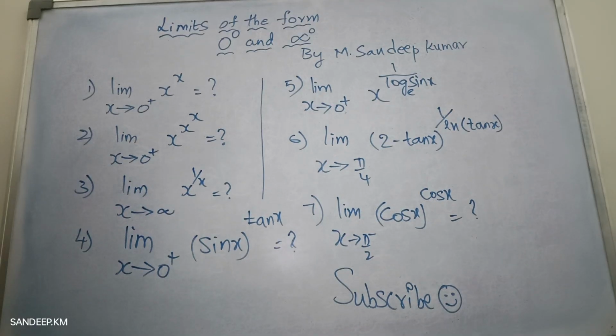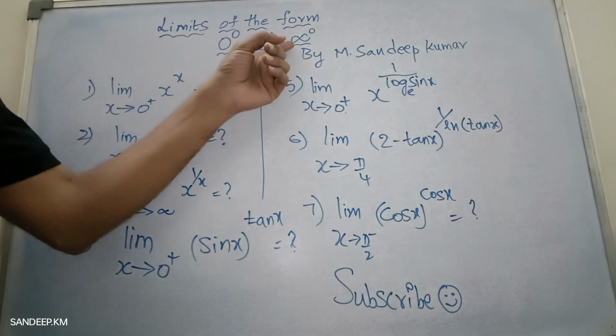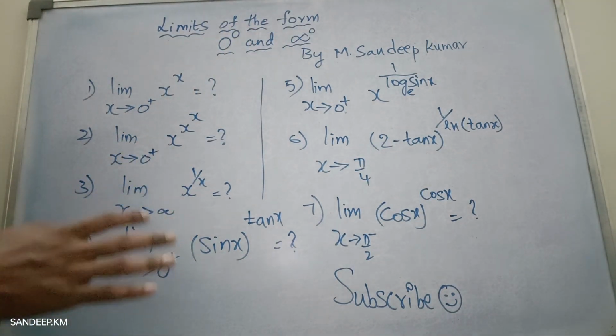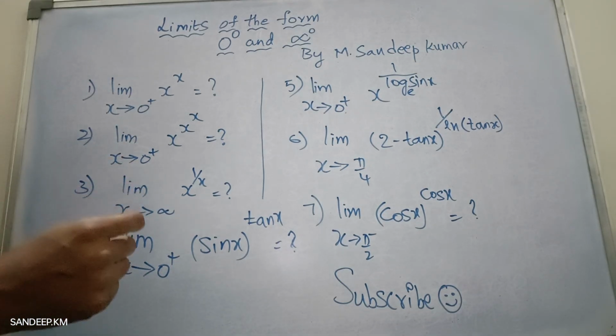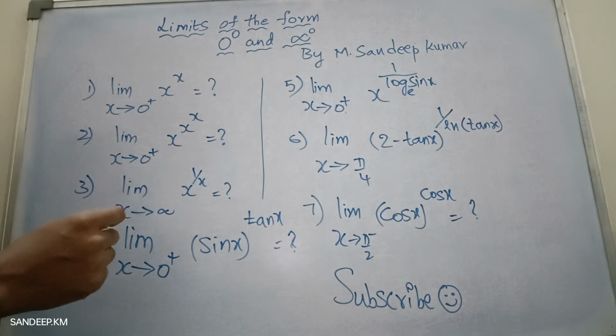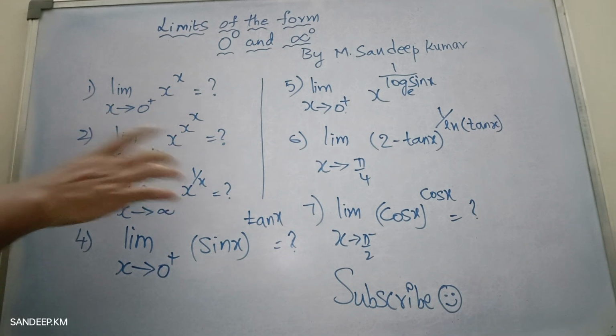We are in the chapter of limits, and this is the last video of this chapter. It's about limits of the form 0 power 0 and infinity power 0. When limits take the form of 0 power 0 and infinity power 0, we'll see how to solve and how to find those limits. And of course, we will be using L'Hospital's rule to solve these kinds of problems. Now let us see how to solve the problems based on it.